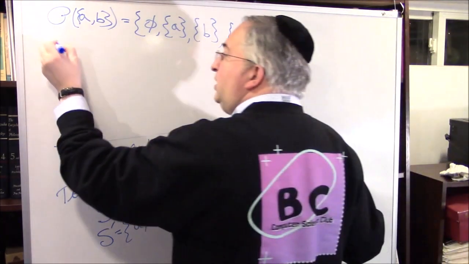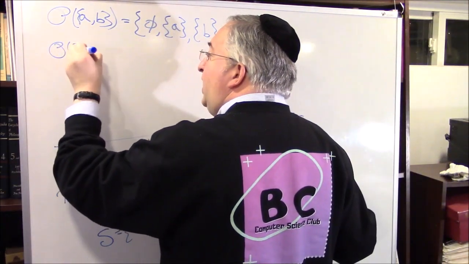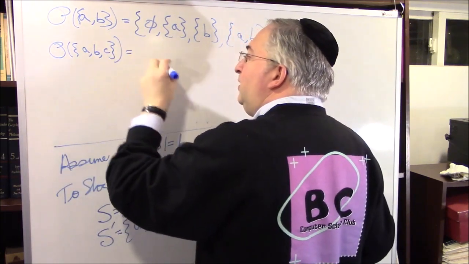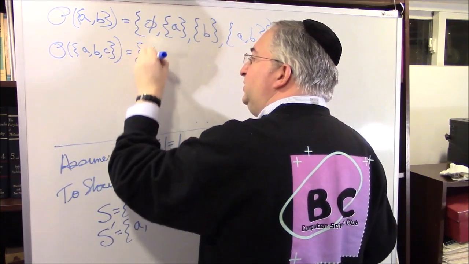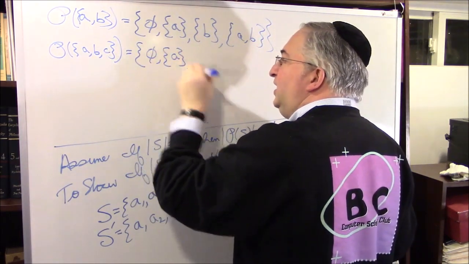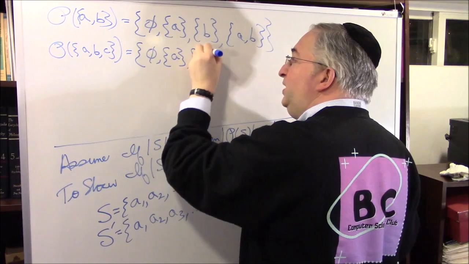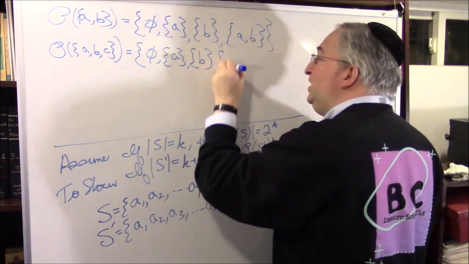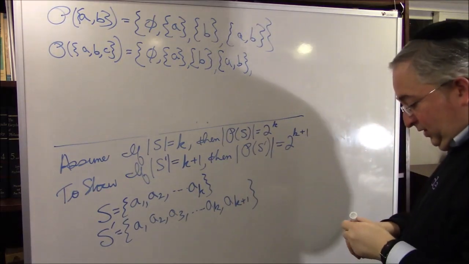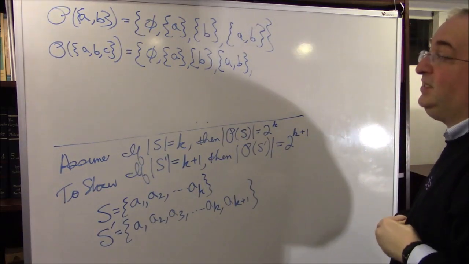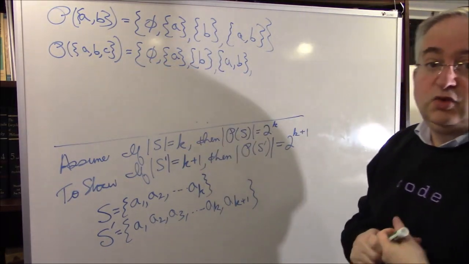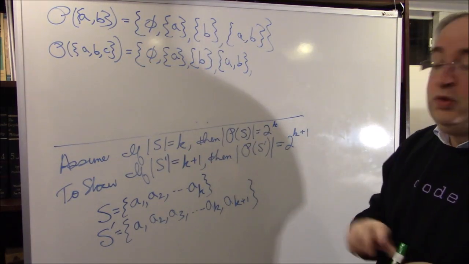Okay, so let's do this. The power set of A, B, C. Let's do it. The empty set is there. The set containing A is there. The set containing B is there. The set containing A, B is there. Okay, stop. So far, it's exactly the same set. But now, we have a new element C. So I want to show you what happens with this new element C.